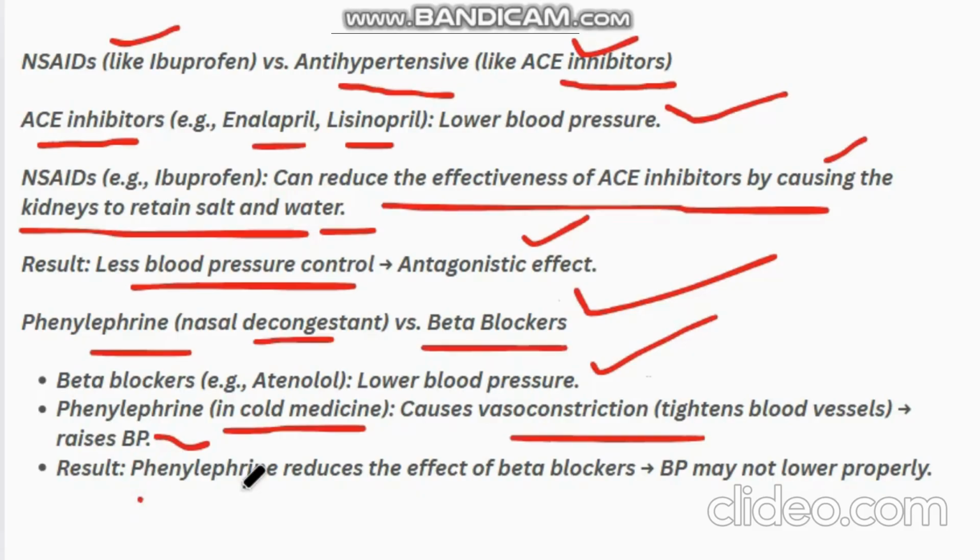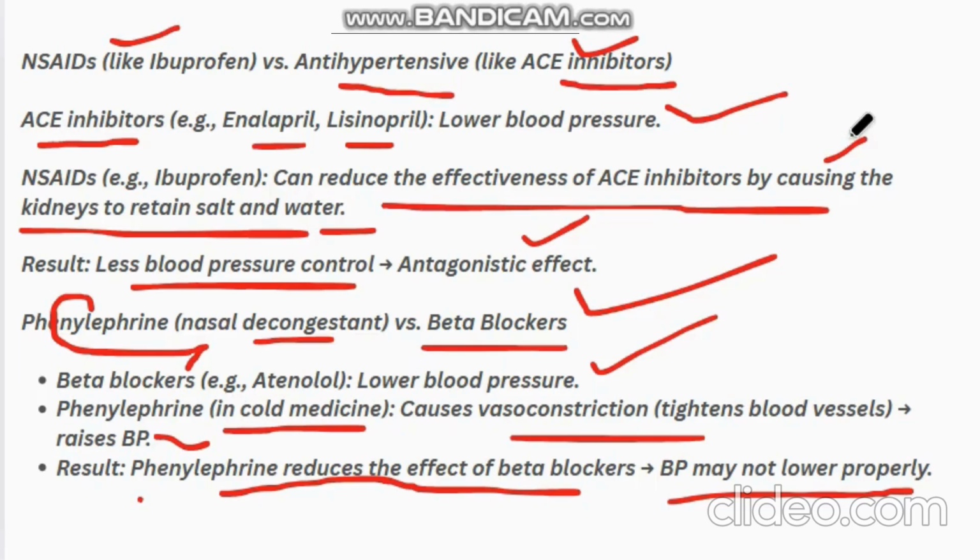So when they are given simultaneously, phenylephrine reduces the effect of the beta blocker, that is, blood pressure may not be lowered properly. So if some person is suffering from hypertension, when these two drugs are given, phenylephrine will interfere with the effect of beta blockers. That is the antagonist, which may lead to an antagonistic effect on the beta blocker.